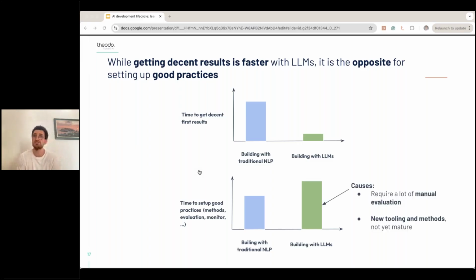Because first, since you do a lot of free generation, before with NLP you were just expecting a 1 or a 0 very often. Here you have an unlimited number of possible answers, so it requires a lot of manual evaluation. And moreover, there are a lot of new tooling and methods which are not yet mature and can be a bit complicated to use.